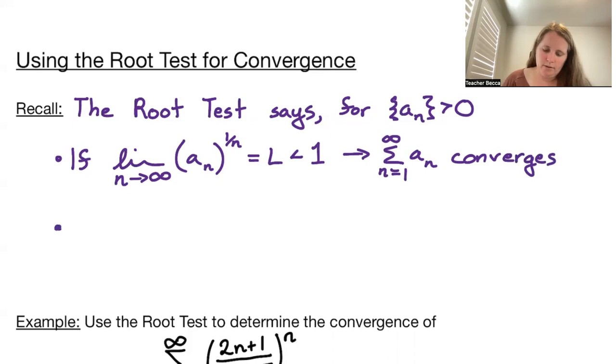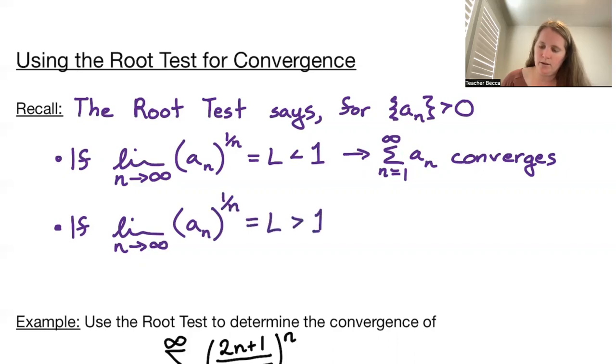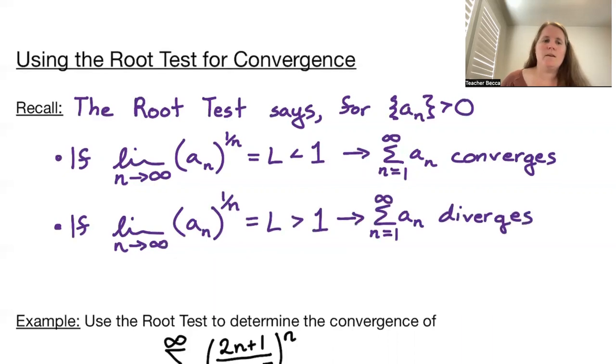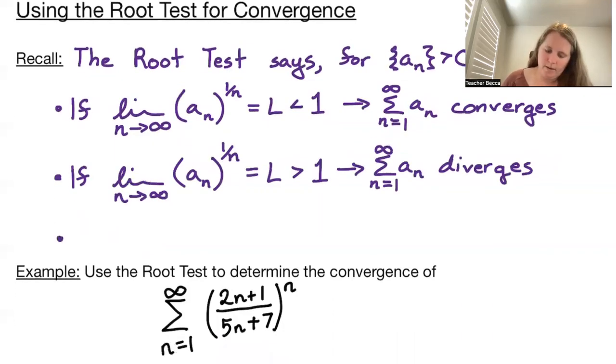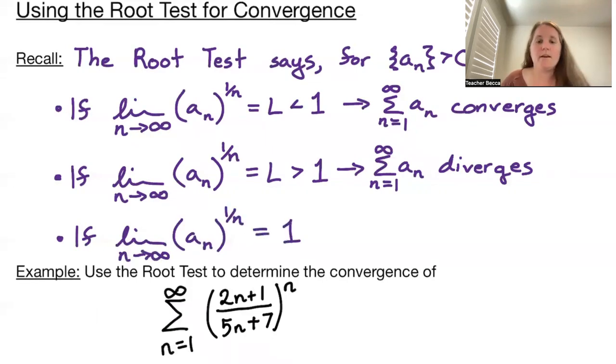We also have if the limit as n goes to infinity of a sub n raised to the 1 over n equals L greater than 1, then the series diverges. And finally, if the limit equals 1, then we can't tell, right? We need another test.